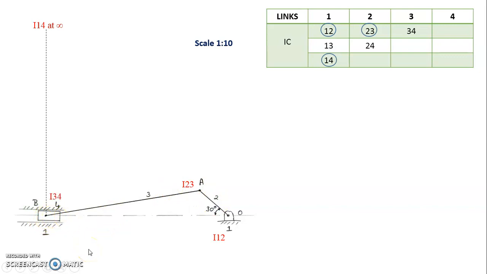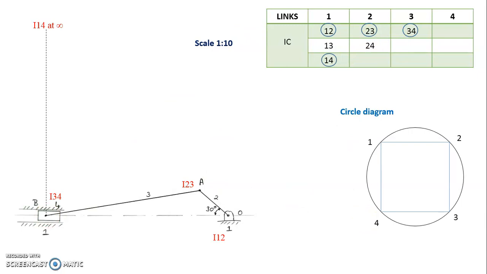Next go to 3, 4. Where is 3, 4? 3 is the connecting rod and 4 is this link. They are joined at point B, or at this point. So that becomes the instantaneous center I34. So we also found that. Once you have found that, then draw the circle.